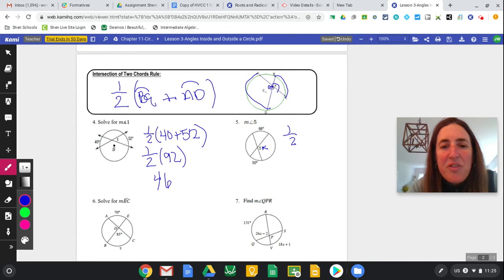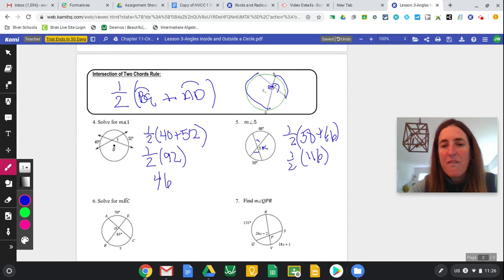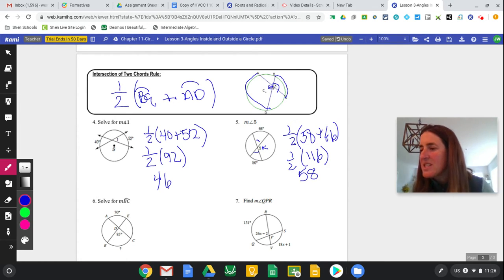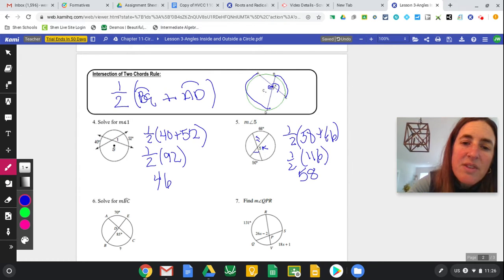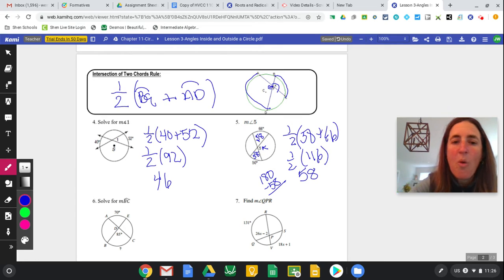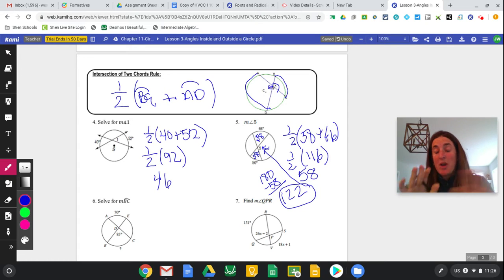That's okay. If I find one of these guys here, because they're vertical, I can just use their supplementary effect. So I'm going to take half of 50 plus 66. Half of 116 ends up giving me 58. Now that's not the actual answer because I need the angle next door. I basically just found these angles here, which are 58. Now if I go 180 minus 58, the guy next door is going to be 122. So the answer for angle 5 is 122.